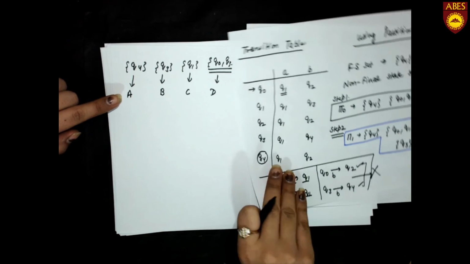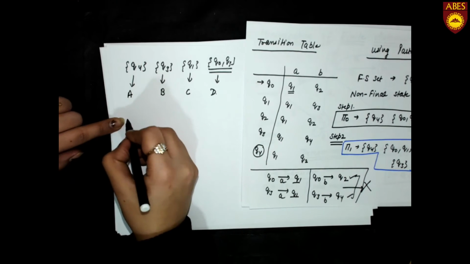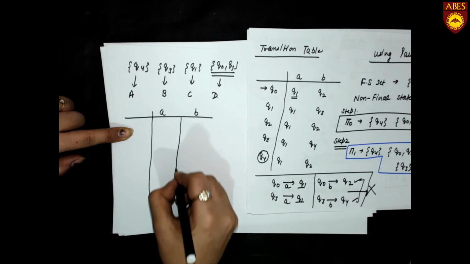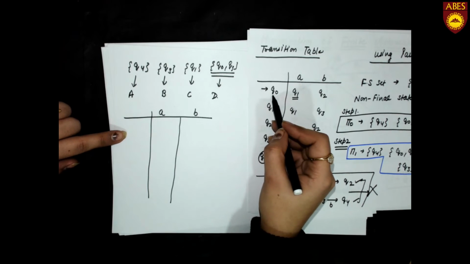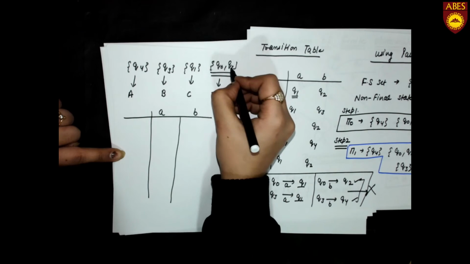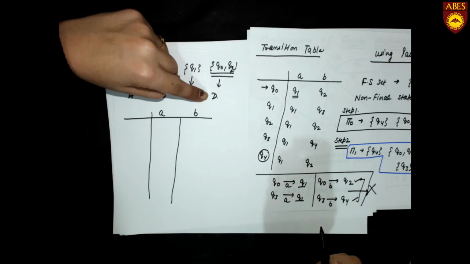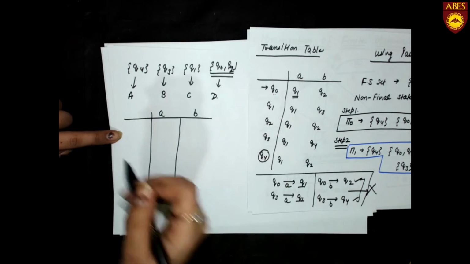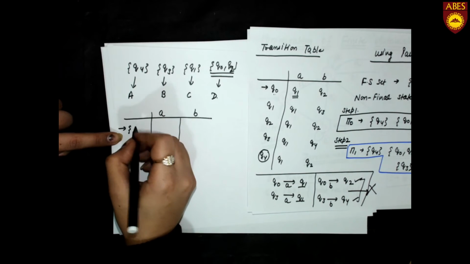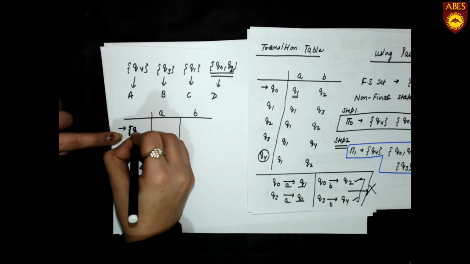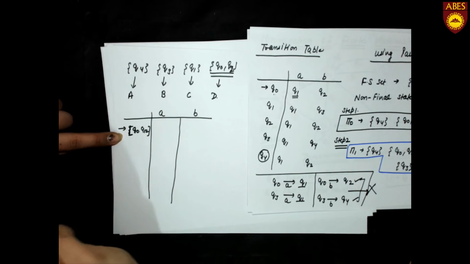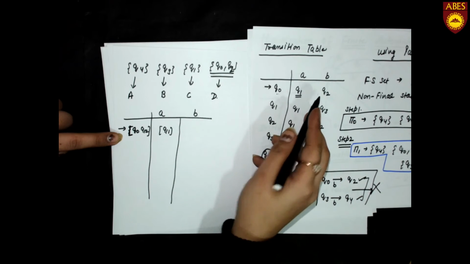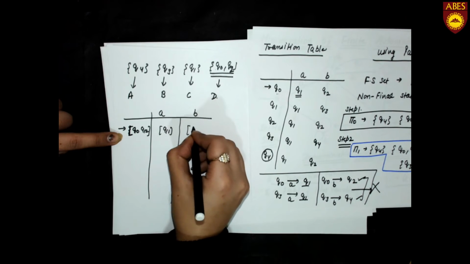Okay. This is our transition diagram. Again you have to draw this diagram. This is A, this is B. These are our input symbols. In place of Q0 and Q2, you have to write D. Or you can write like this. First is our Q0. In place of Q0, you have to write Q0, Q2. Q1 as it is. In place of Q2, you have to write Q0 and Q2.